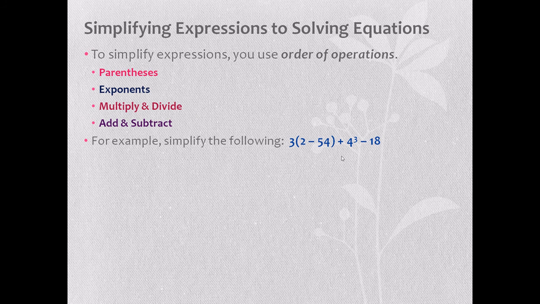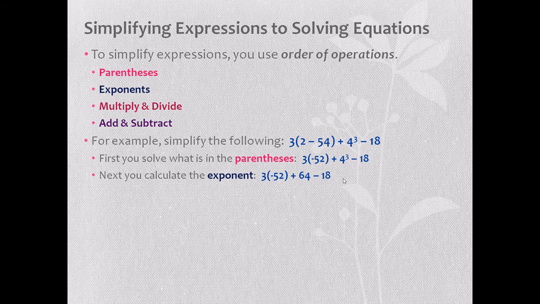So we could use it to simplify this expression: 3 parentheses 2 take away 54, plus 4 to the third power, take away 18. To simplify this expression, which means we're just going to group things up as best we can, we are going to use order of operations. The first thing we would have to deal with is parentheses, which is here. 2 take away 54 is negative 52. All right, exponents. Not all expressions have them, but this one happens to have one as a bonus. So our exponent, 4 to the third power, is 4 times 4 times 4, which is 64. So you just plug that right where you found it.